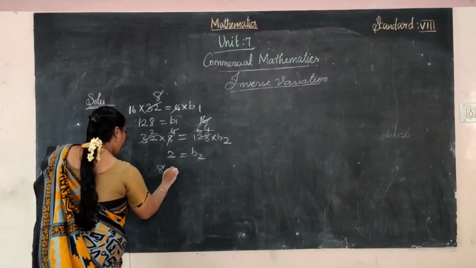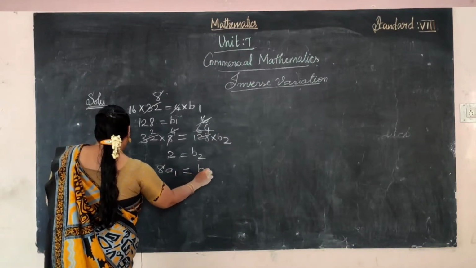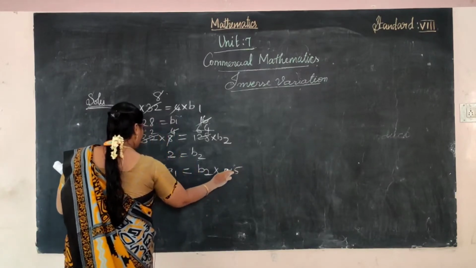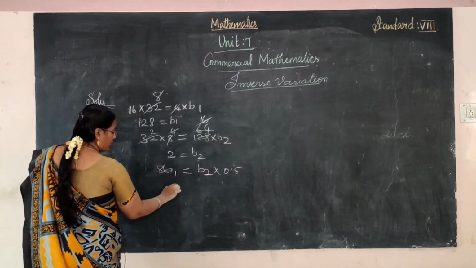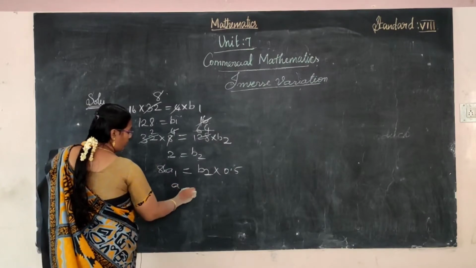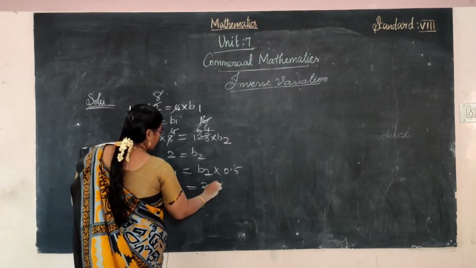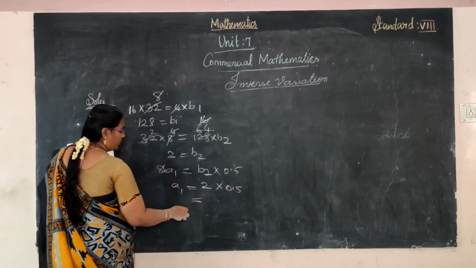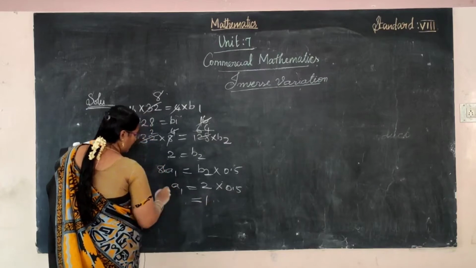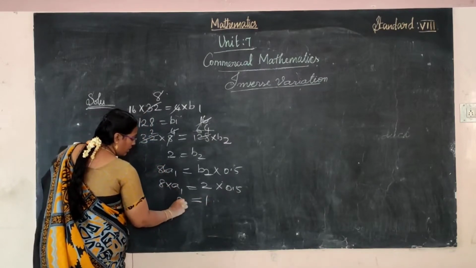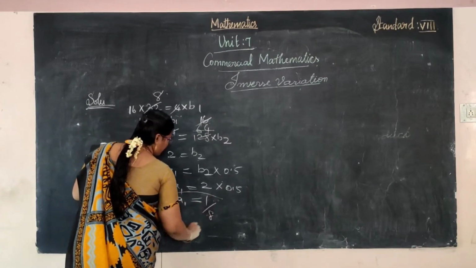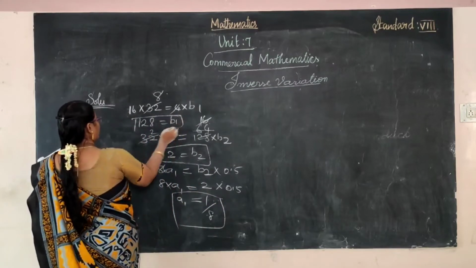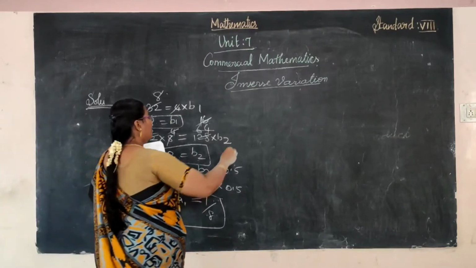8 into A1 is equal to B2 into 0.5. A1 value we didn't know, B2 value was 2, so 2 into 0.5. Multiply, what do we get? 1. So 8 A1 is equal to 1, and A1 is equal to 1 by 8. That's it.